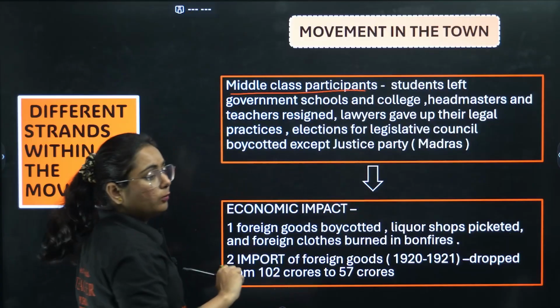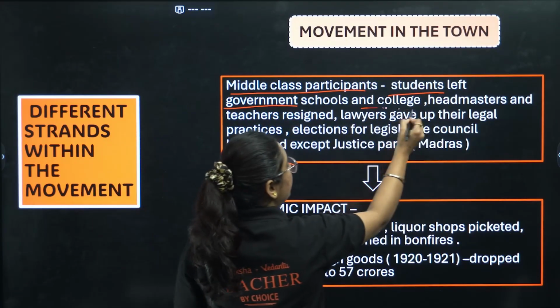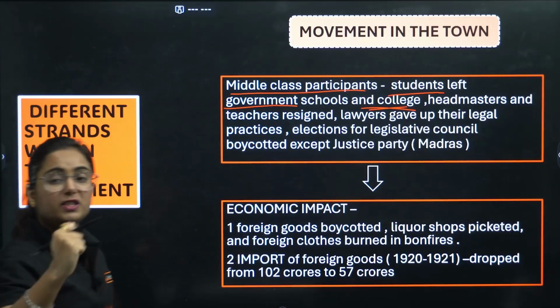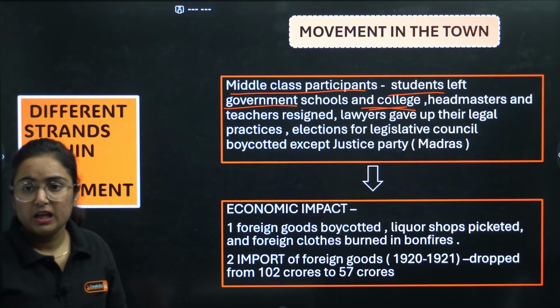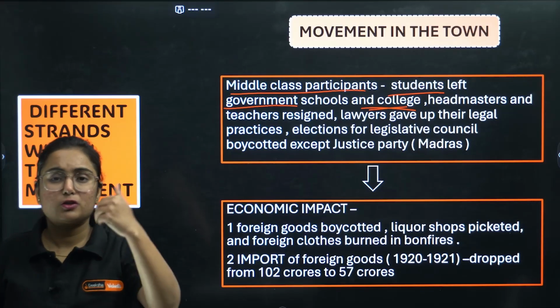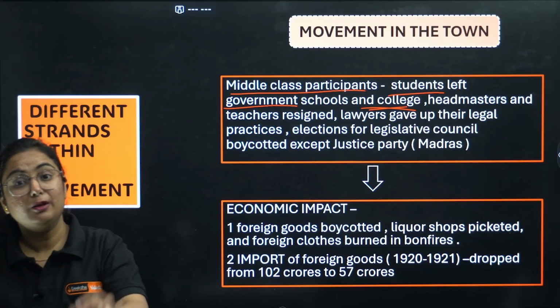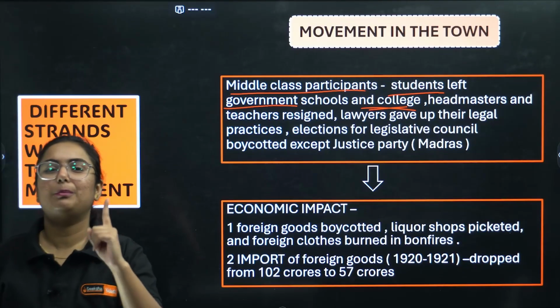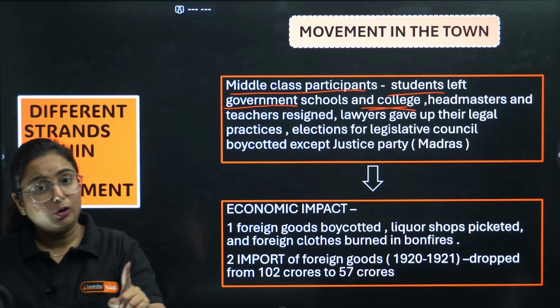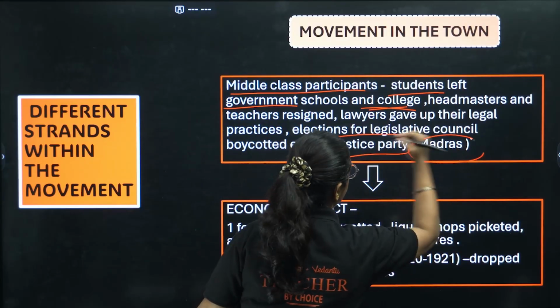In the town, what happened? The students left the government school. The teachers left teaching in the government schools and colleges. They have resigned. Lawyers left their law practices. They stopped going to law courts. Elections for legislative council were boycotted except by one political party, which I told you that I will be telling you later. This is the Justice Party in Madras.